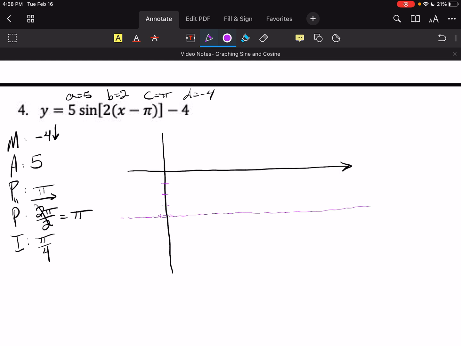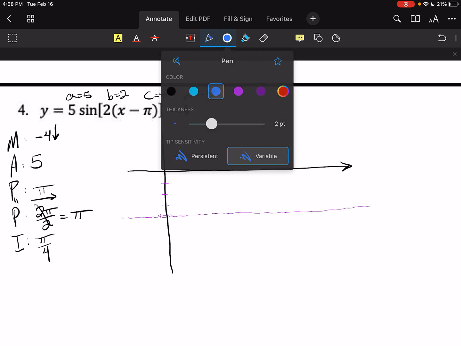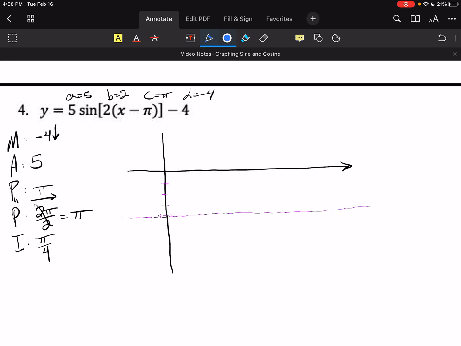Now my amplitude's 5, so that means it's got to go up 5 from my midline and down 5 from my midline. So up 5 would put me at positive 1. Down 5 would put me down at negative 9. Now my phase shift, we're going right pi, and we're moving by pi over 4s. So we would have pi about here. And I'm going to put my starting dot, and it's sine, so it's the phase shift in the midline. So that's where my starting dot goes. And then I'm going to add pi over 4s from there.